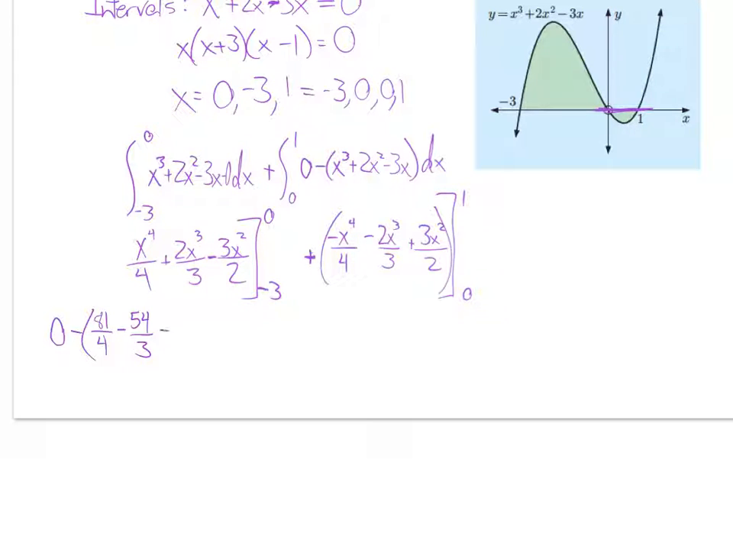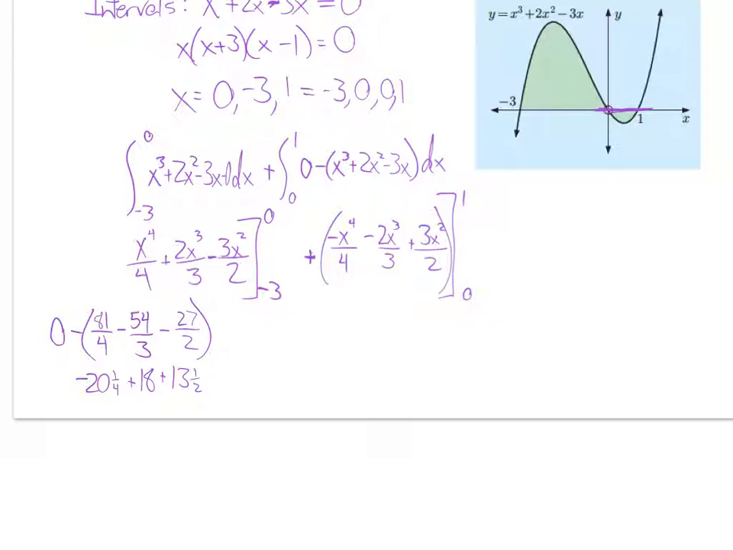And then minus 3 times 3 squared, that's 27 over 2. Okay? So we have -20 1/4 plus 18 plus 13.5. Okay? That's all the first part.